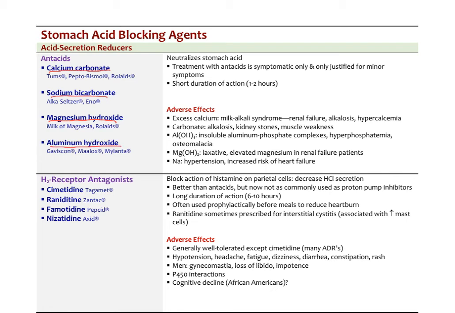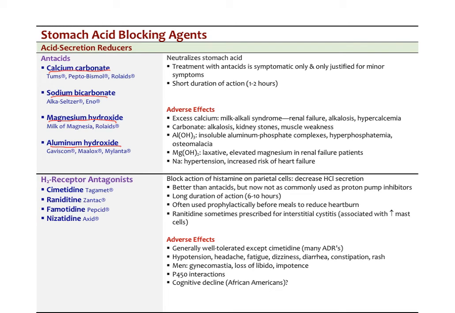All of these are basic, they neutralize stomach acid, and they are really not indicated for long-term use. They have a very short duration of action. So if people take these and they continue to have chronic reflux, that really is a GERD picture, and antacids really are not the appropriate therapy for that. So be sure to remind your patients of that.